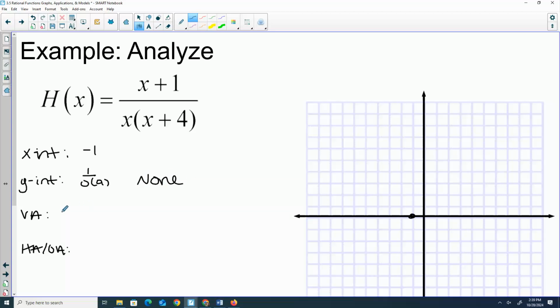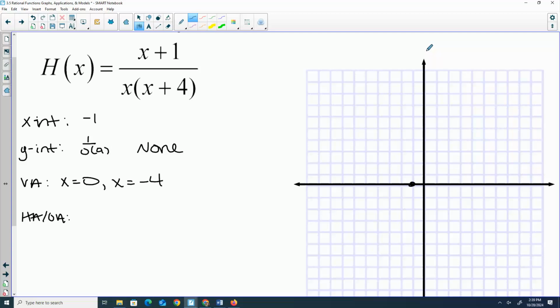What's your vertical asymptote? And we have 2 of them. So how many pieces will this graph have? 3, because you have to have something on every side of the vertical asymptote. So we'll have something to the left of -4, something in between the 2, and something to the right of 0.